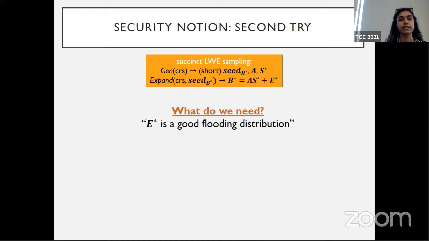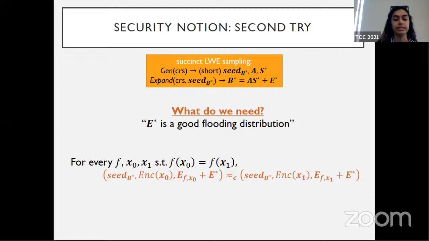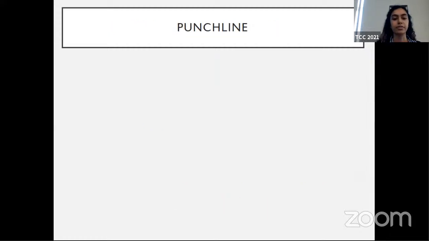What we really need is just that E star is a good flooding distribution. To quantify this more formally, this means that for all functions and inputs such that the output of the function on both inputs is the same, we want that it's indistinguishable, even given the seed for B star, the encryption of the input. Here E sub F and X0, X1 is the error that results from homomorphically evaluating F on the encryption of X. And so we want that E star is enough to flood the error seen here. However, we're still not really happy with the security notion because it quantifies over all F and is not falsifiable.